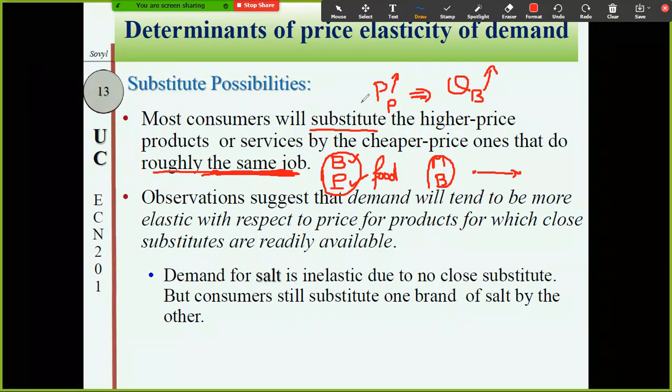So when pizza becomes more expensive, consumers will buy less pizza. If they buy less pizza, they are not full. That's why they will find other products that make them full. The other product may be burger or sandwich or other food. That's why they feel full.